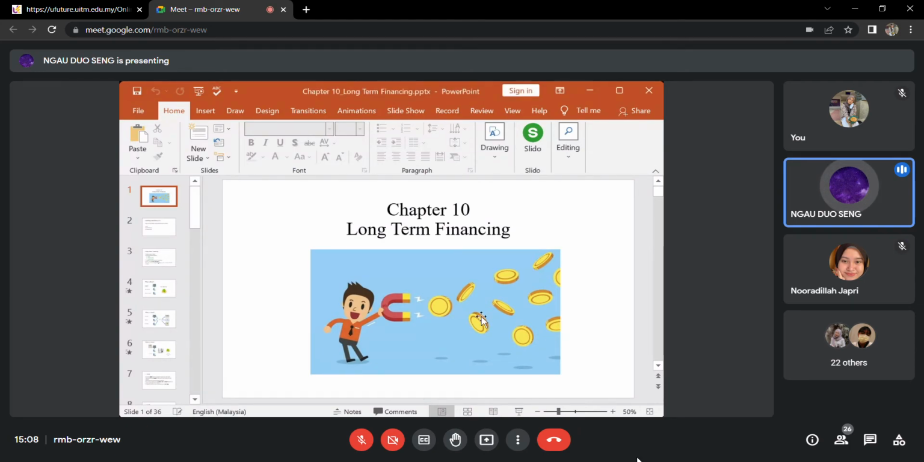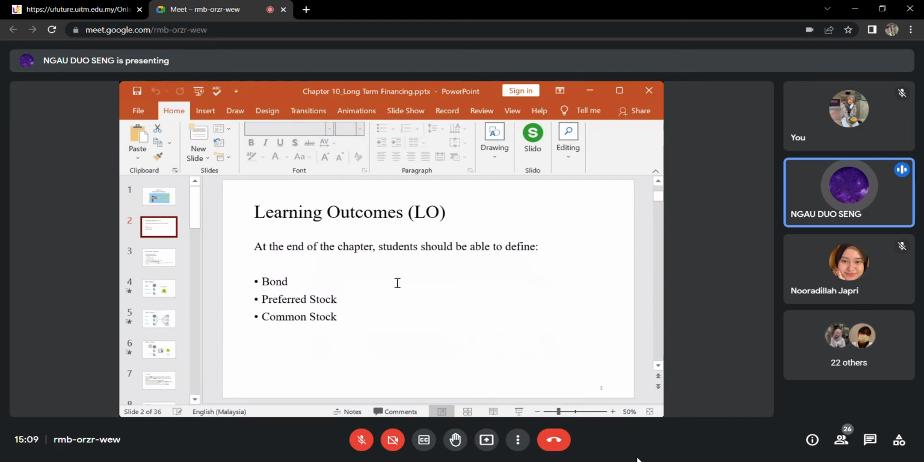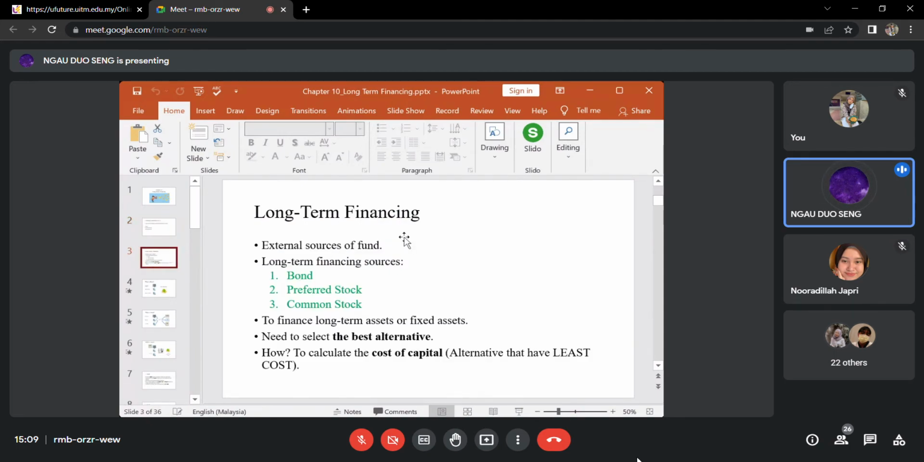All right, next we continue chapter 10. Long-term financing, just now we finished the short term, so you borrow for less than a year. Now this one is for long term. All right, so at the end of the chapter, students should be able to define bond, preferred stock, and common stock. Long-term financing is an external source of funds, so you have to borrow, right?